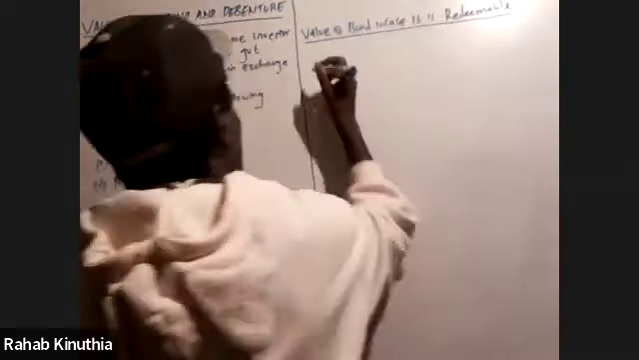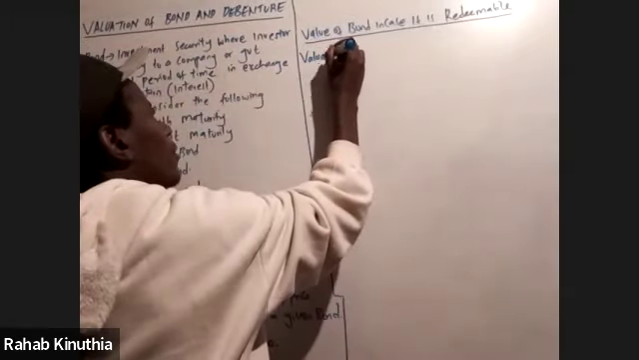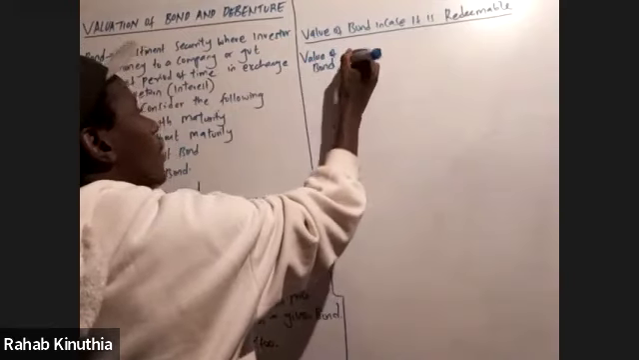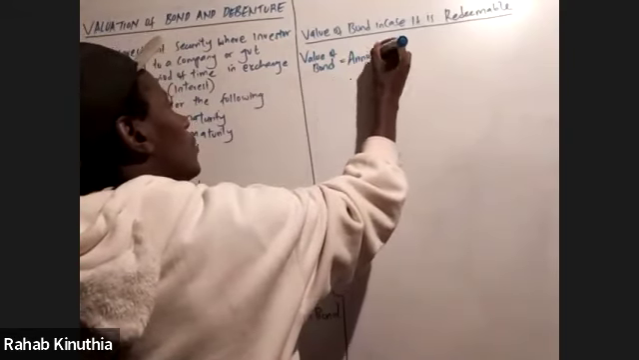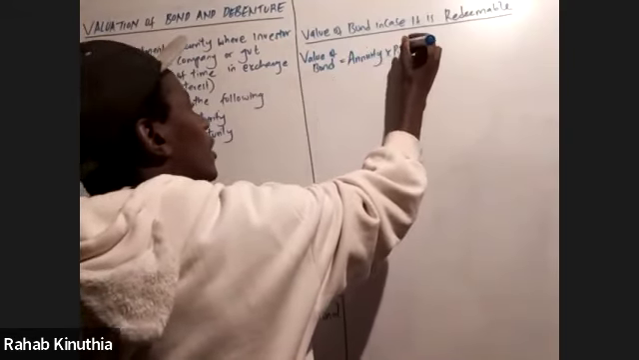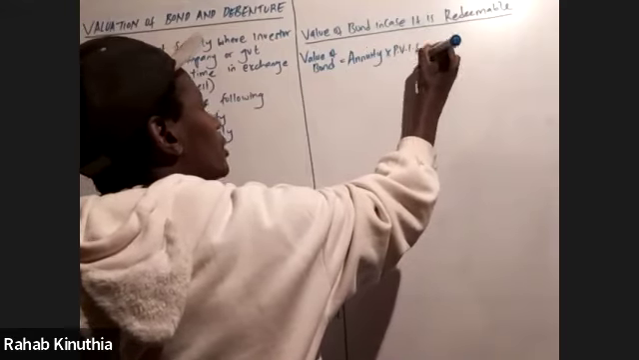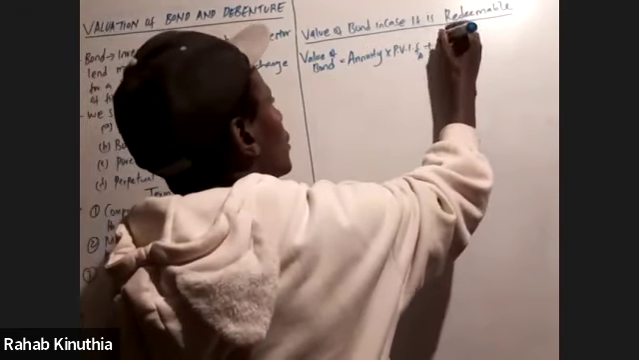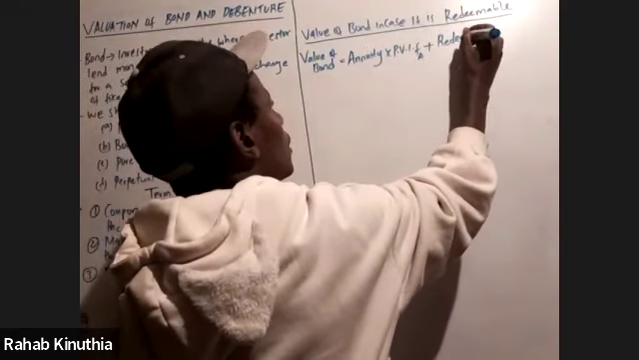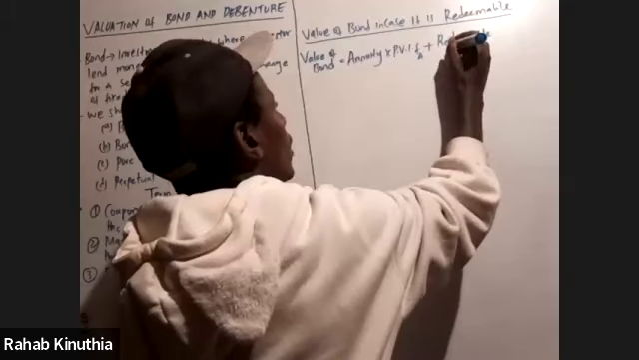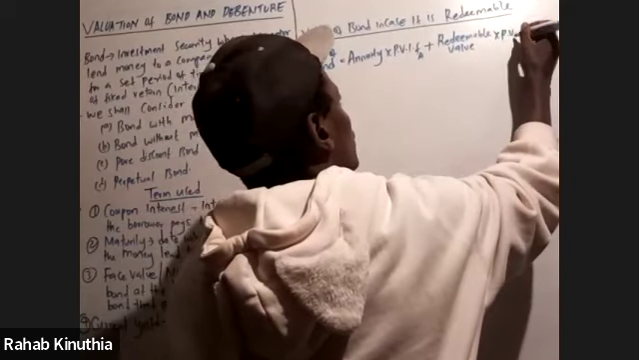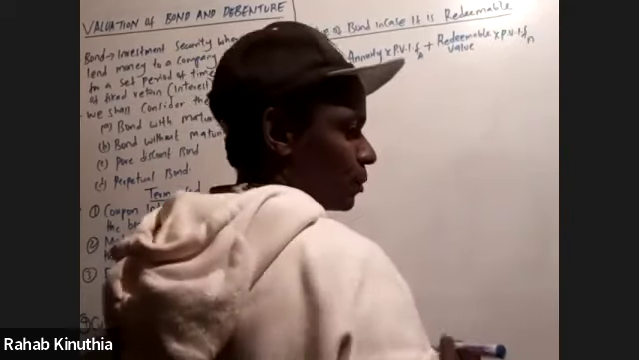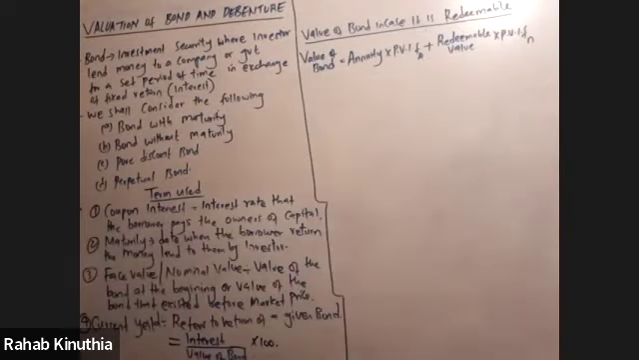So value of bond will be equal to annuity multiplied with the present value interest factor for annuity, plus redeemable value multiplied with the present value interest factor for n period. So that one is number one.